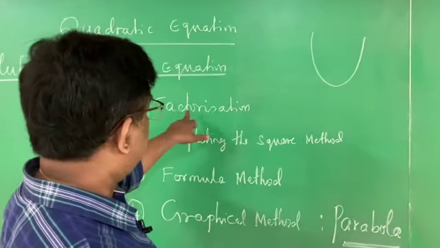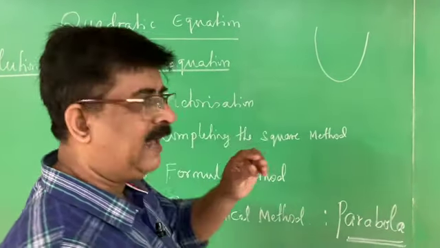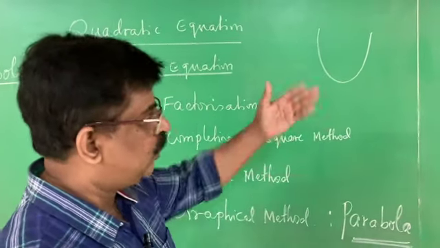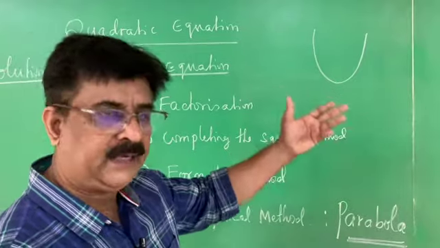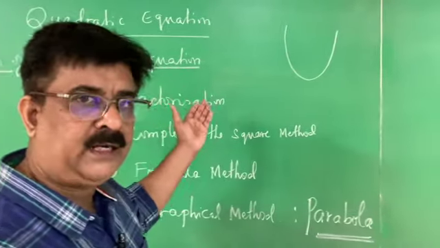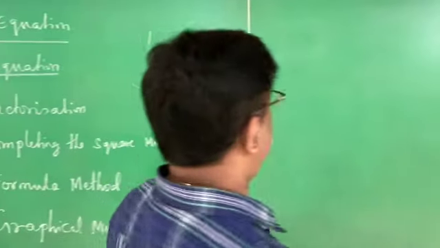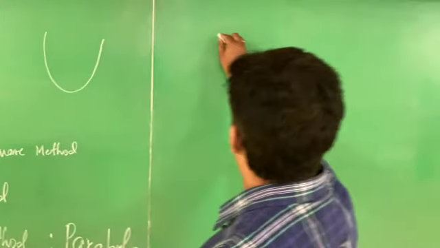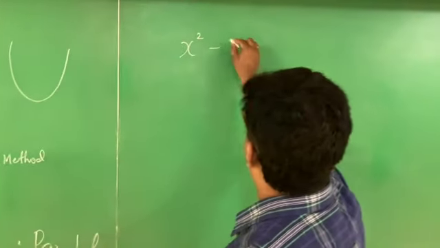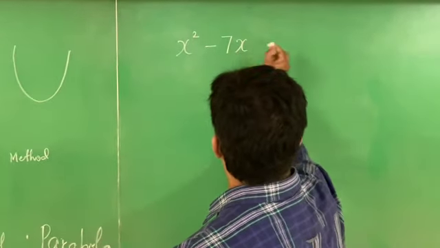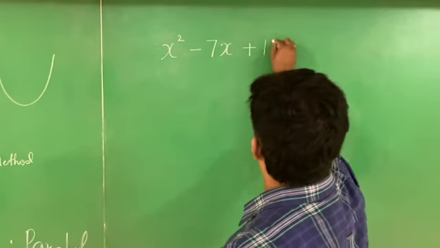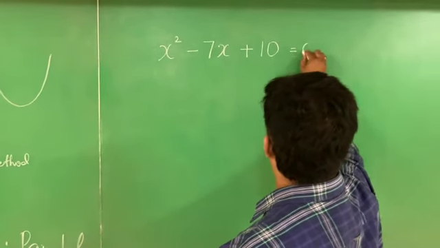To factorize, we should have the skill of factorization, splitting the middle term. I solved 2 problems, so you know how to factorize. Then we go for the exercise of finding the solution of a quadratic equation. Now I write 2 very simple equations. See, x square minus 7x plus 10 is equal to 0.